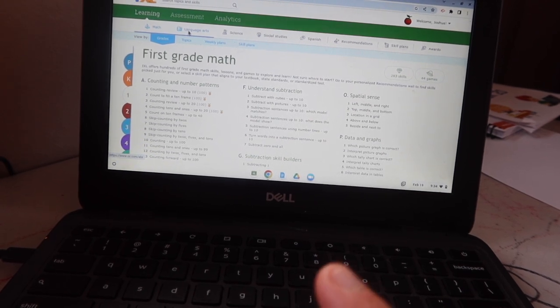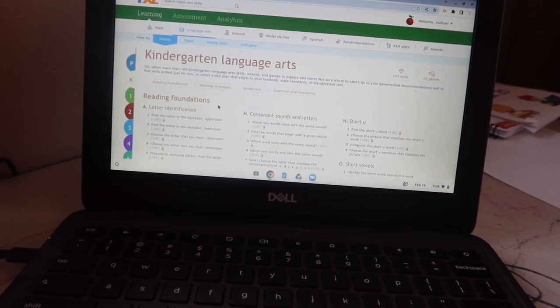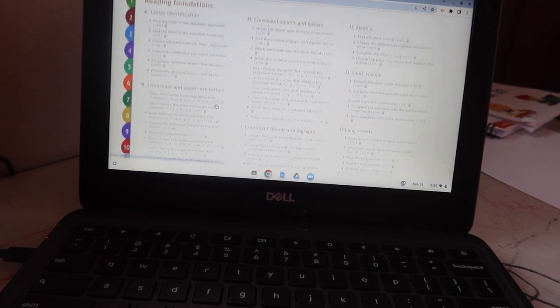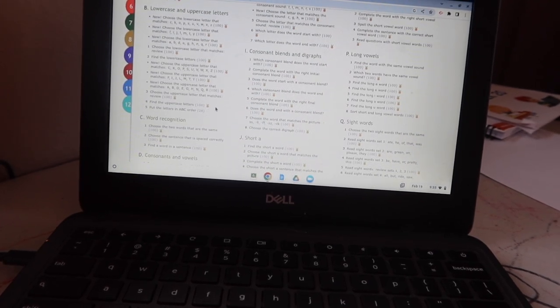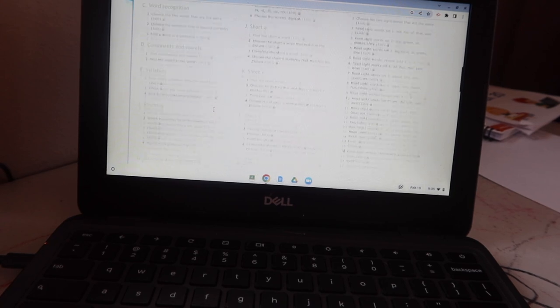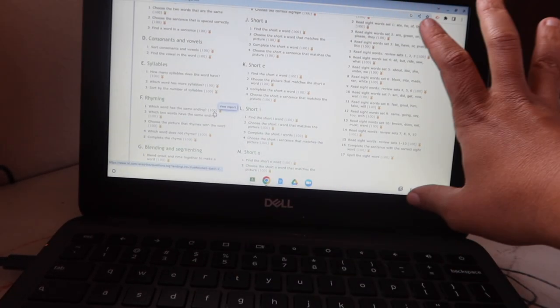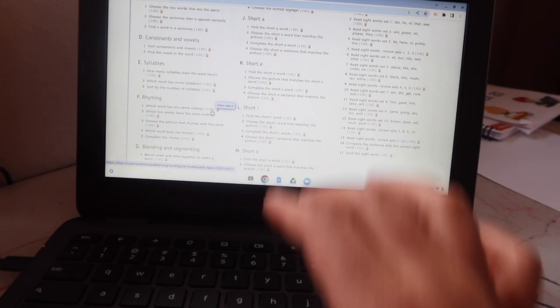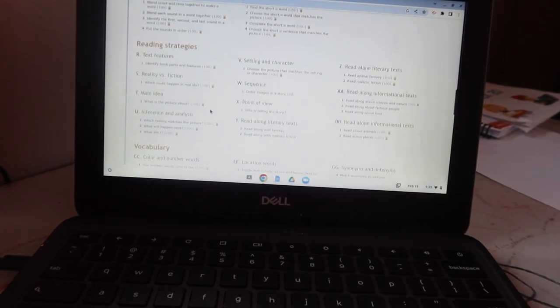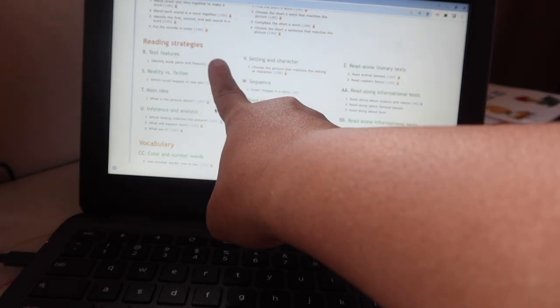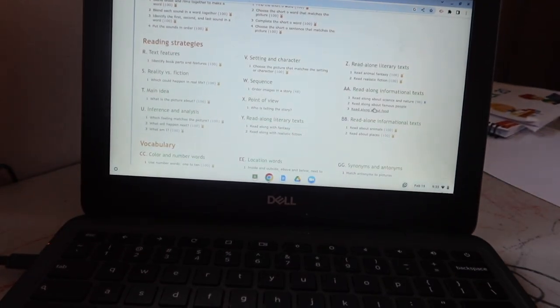And then there's English language arts. I'm also teaching him English language arts. English language arts is where he learns to read and learn grammar. As you see, he is done with the kindergarten material for English language arts. But now we are working on something called reading strategies. Reading strategies is where they learn to read, and he is here.